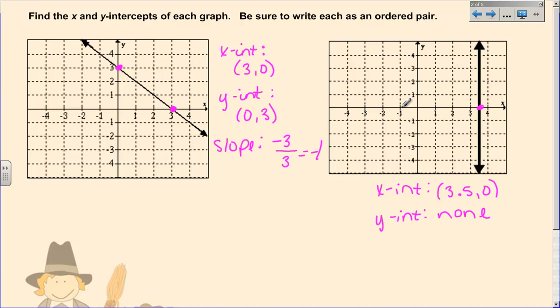Unless a vertical line is directly on the y-axis, and even then it doesn't have an intercept, it just crosses it everywhere, your y-intercept is going to be none. Now the slope of this line, it's important that we go ahead and write this down since this is a vertical line. If you will remember, vertical lines have what we call undefined slope. So the slope of that is undefined. So that's how you find it from a graph. You just ask, where does it cross the x-axis? Where does it cross the y-axis?